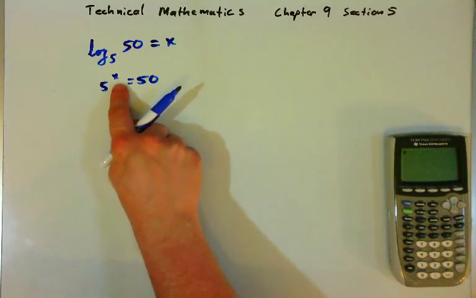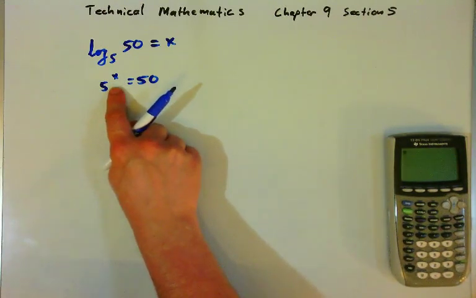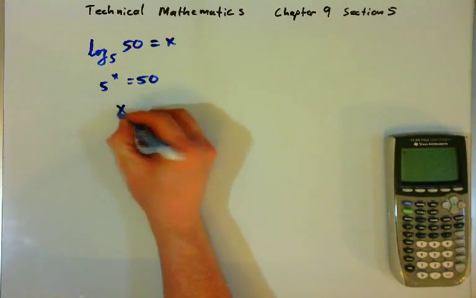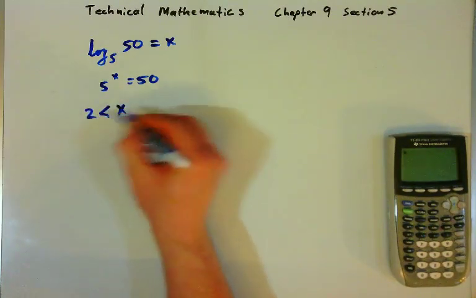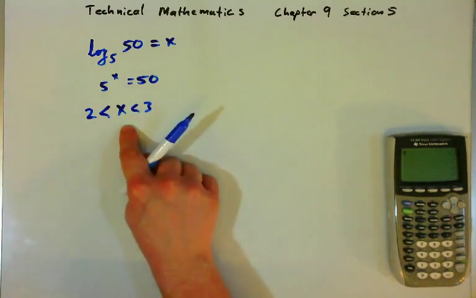So is it 2? Well, 5 squared is 25, so it's not 2. Is it 3? Well, 5 to the third power is 125, so it's not 3. It's somewhere between 2 and 3, right? x is somewhere between 2 and 3. x will be greater than 2, but less than 3. Well, what is it exactly?